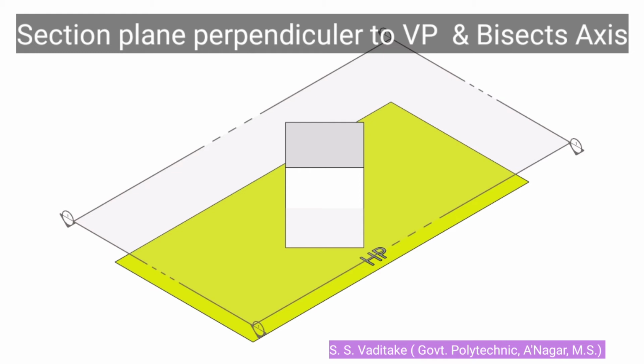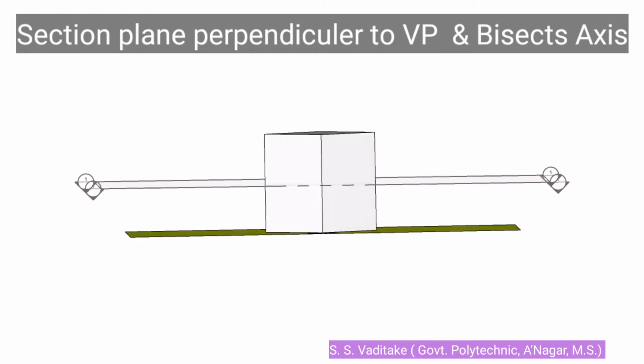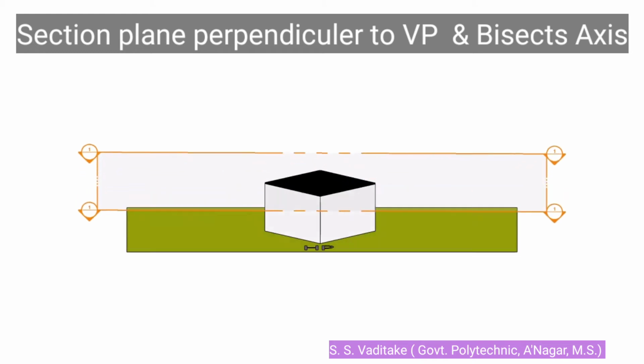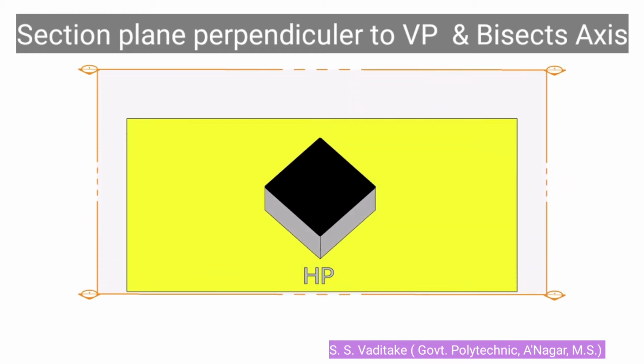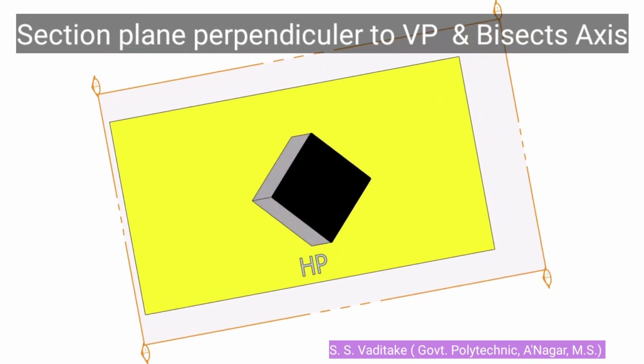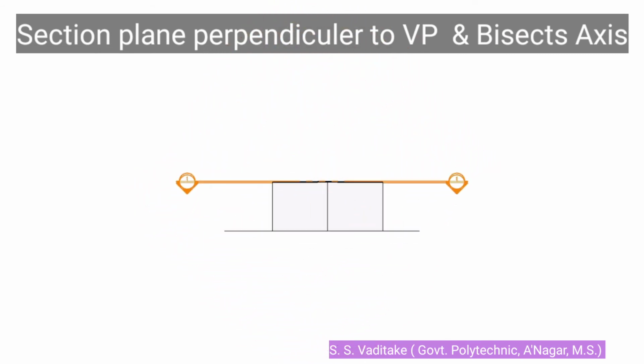the section plane, which is perpendicular to VP, and it should be drawn in the front view only. The upper portion is removed and the remaining portion should be observed to draw its respective sectional top view as well as its true shape. As the cutting plane is parallel to HP, the top view directly shows its true shape.